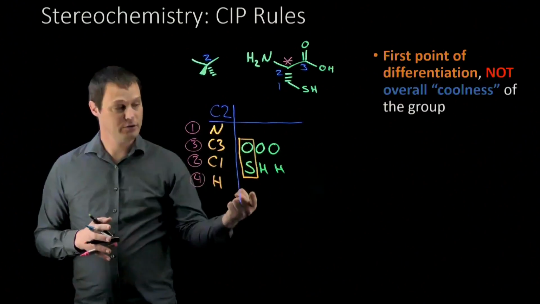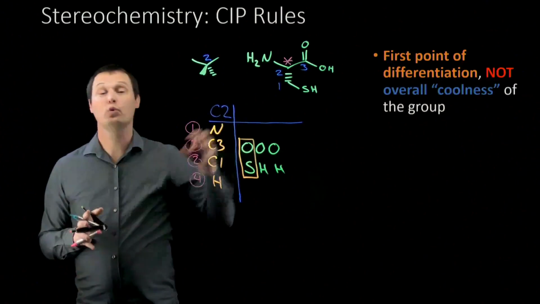We only need to look for the first point of differentiation. It is not the overall coolness of the group.